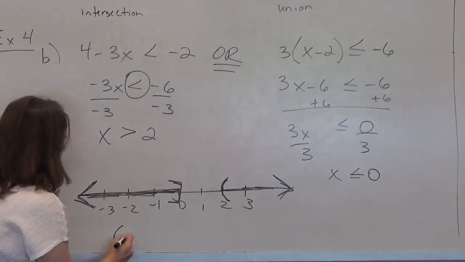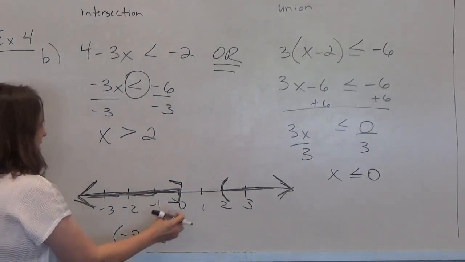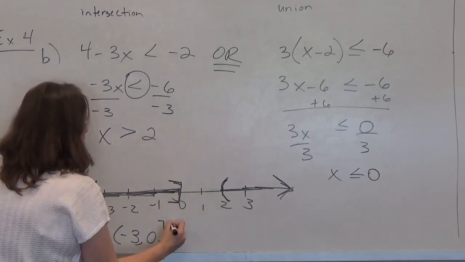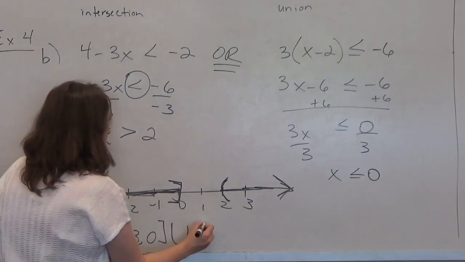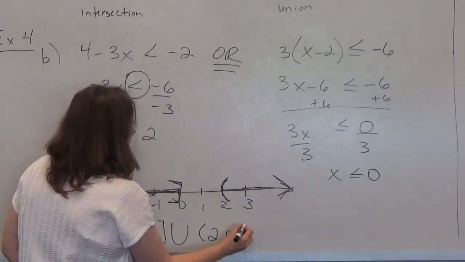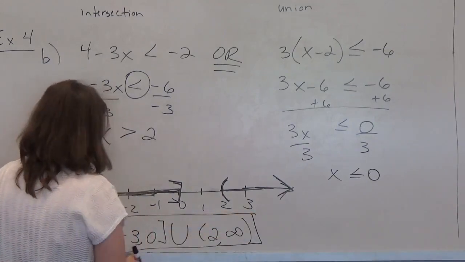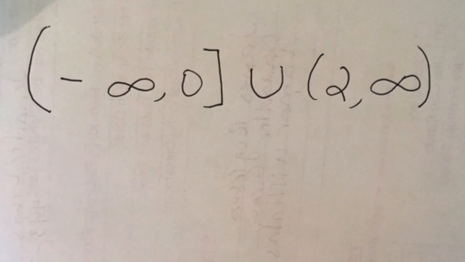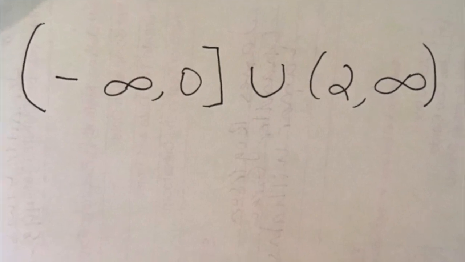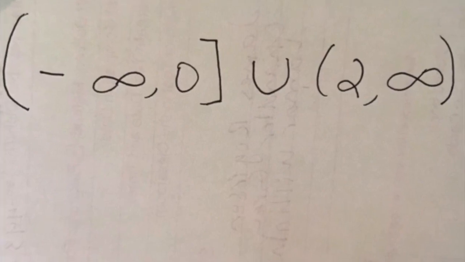That should say parenthesis negative infinity to 0, square bracket, union, parenthesis 2 to positive infinity. So on the left side, the graph begins with negative infinity, not with negative 3. So parenthesis negative infinity to 0, square bracket, union, parenthesis 2 to positive infinity. Okay, back to the video.